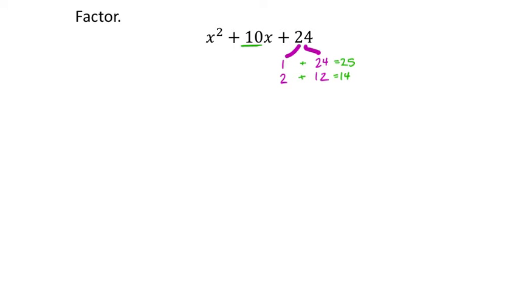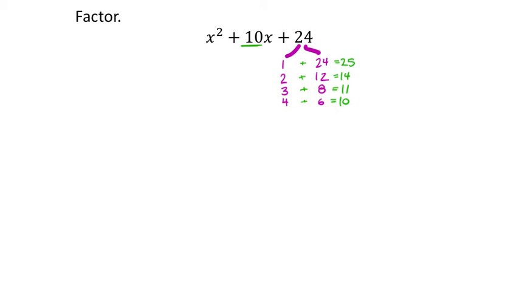So I could do 3 and 8. Hey, that's pretty close. 3 plus 8 is 11. It's just not 10. Okay, so I've got to keep going. So I'd say, well, how about 4 and 6? Hey, that one looks like a winner. 4 plus 6 is 10, okay?